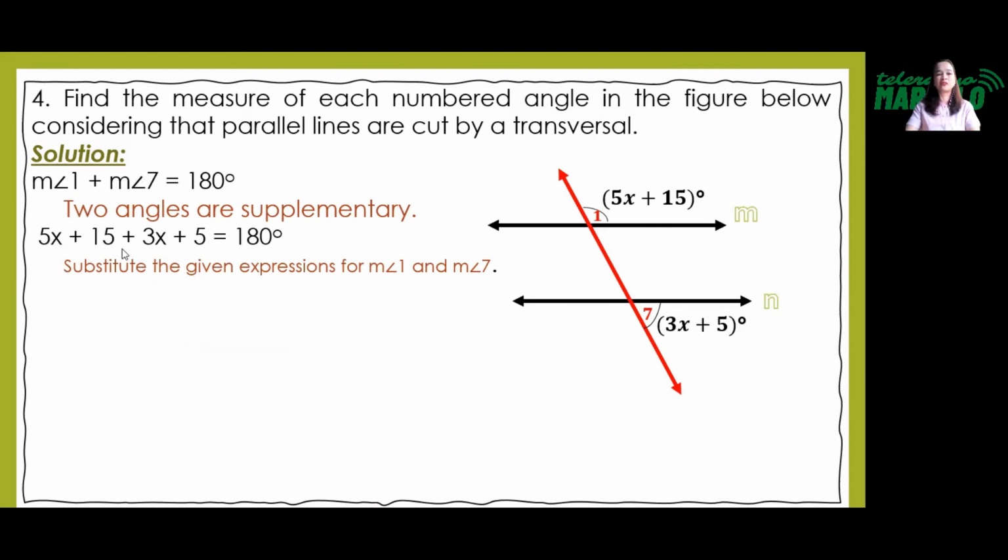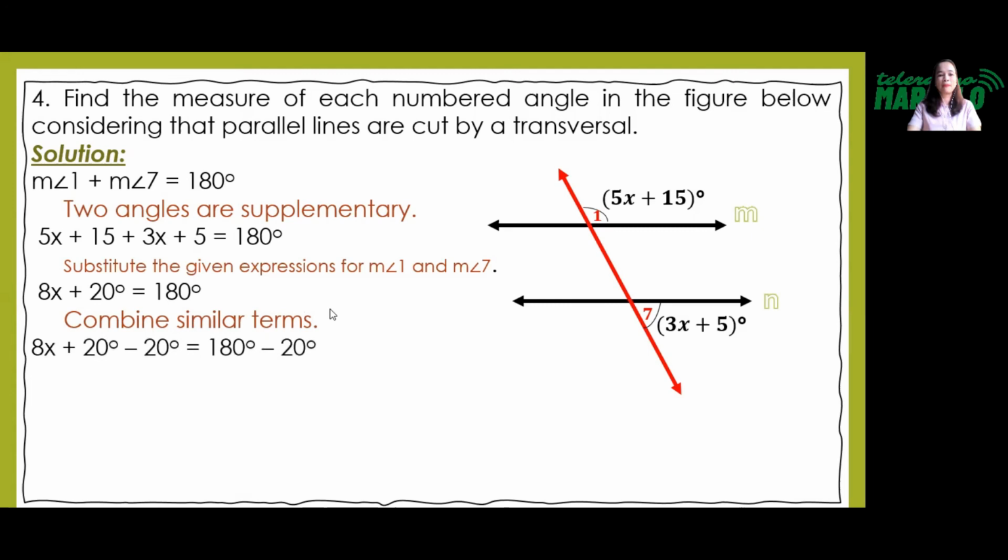We now have 5x plus 15 plus 3x plus 5 is equal to 180. Then, you have to combine similar terms. Combine 5x plus 3x to arrive at 8x, and then combine 15 and 5 to arrive at 20. So our new equation now is 8x plus 20 is equal to 180 degrees. So we have to apply addition property of equality on this part.